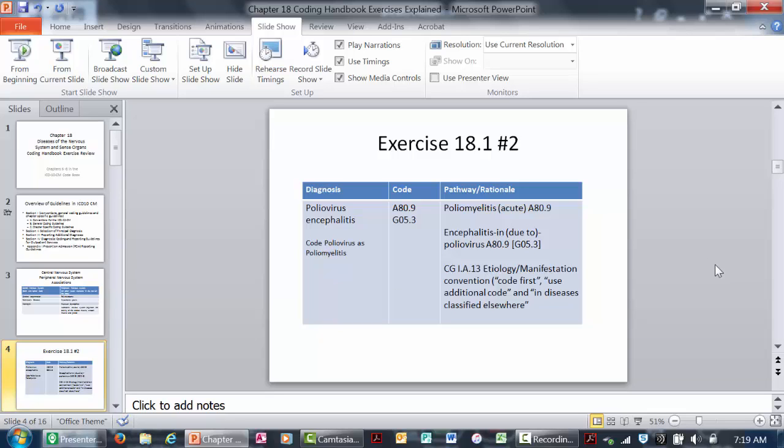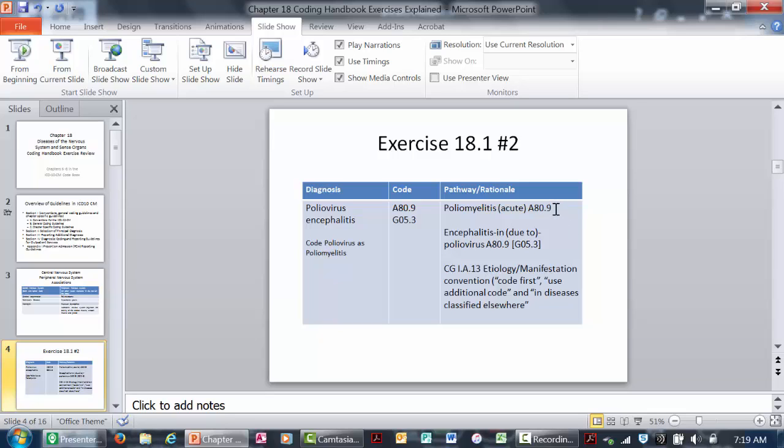Another good example that I remember when I was learning to code, an amputation is coded as absence of limb. So you just learn where your pathway begins. In this case, you can see that poliovirus encephalitis requires 2 codes, and that is one of the very first coding guidelines. A is a convention. Remember, we just looked at section 1A is conventions, and this is the etiology manifestation convention where you have a code first and use additional code.